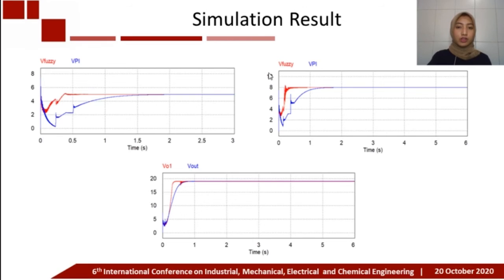Next, this is the simulation result. Here there are three pictures with three different set points. The red one is the response of the system using the fuzzy logic controller, and the blue one is the response of the system using the PI controller. Here, the system response when the set point is 5 volts, we see that the response using the fuzzy logic controller is faster to reach the steady state than the PI controller. Then when the set point is 8 volts, we see that using the fuzzy logic controller is faster than using the PI controller to reach the set point. And when the set point is 19 volts, the system using the fuzzy logic controller is faster than the system using the PI controller to reach the steady state.